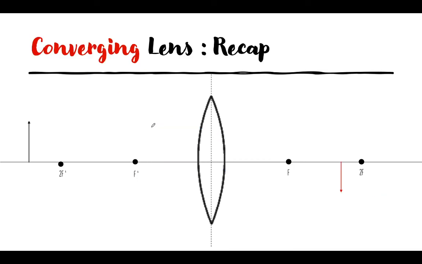So if you started off before 2f, you had an image. If you started off with your object beyond 2f prime, your image always appears between f and f prime. If you started off at 2f, your image at 2f prime, your image will always be at 2f. And so on and so forth, until you get to a point where your object is at f, in which case no image is produced.